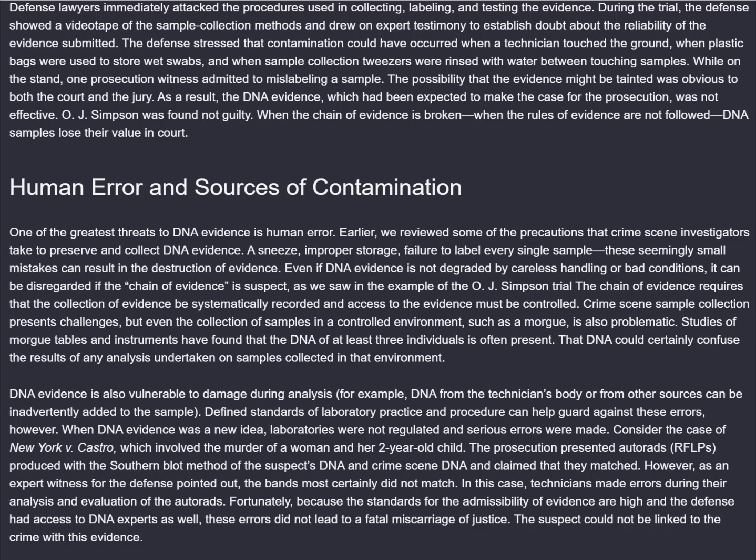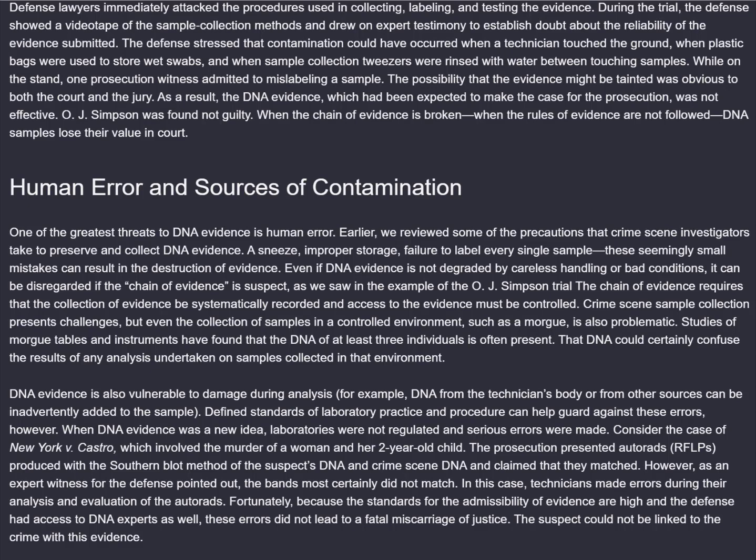The defense stressed that contamination could have occurred when a technician touched the ground, when plastic bags were used to store wet swabs, and when sample collection tweezers were rinsed with water between touching samples. While on the stand, one prosecution witness admitted to mislabeling a sample. The possibility that the evidence might be tainted was obvious to both the court and the jury.